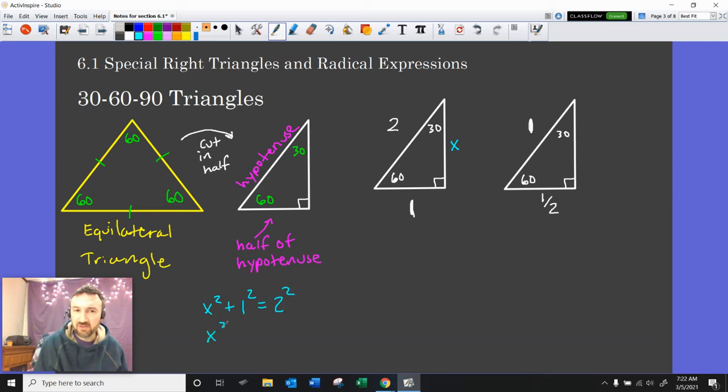That really quickly turns into x squared plus 1 is equal to 4, which turns into x squared is equal to 3. A little square root on both sides of that equation, and you're going to wind up with x is equal to the root 3. So I can erase this x and replace it with a square root of 3.